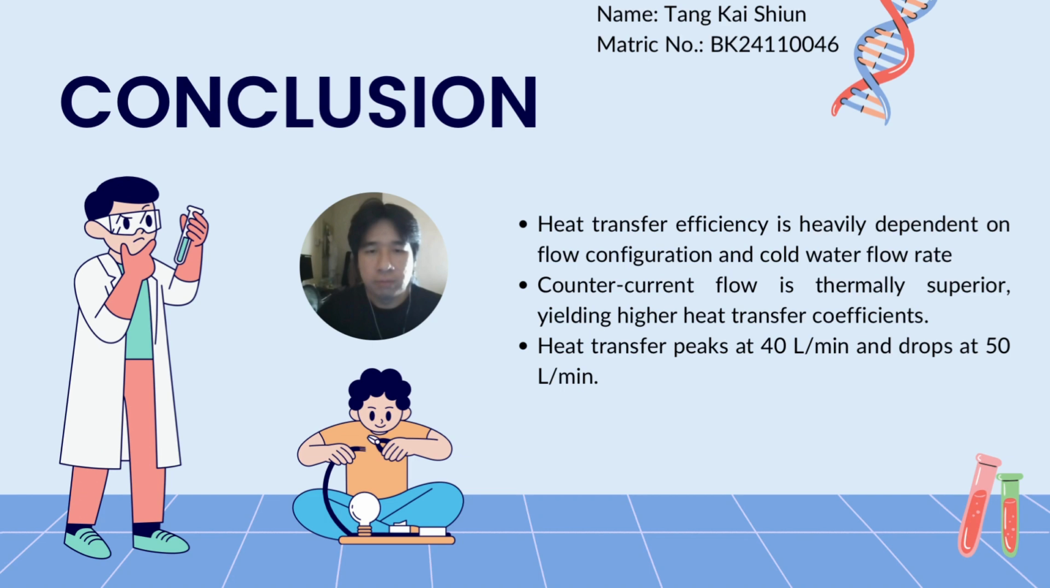However, when pushed to 50 liters per minute, performance dropped because the fluid moved too quickly, leaving insufficient residence time for effective heat exchange. Ultimately, our data proved that utilizing a counter-current flow at an optimized flow rate of 40 liters per minute provides the best thermal exchange performance. This study validated the performance advantage of counter-current flow in optimizing thermal exchange.